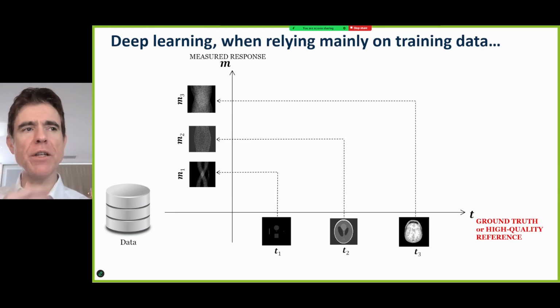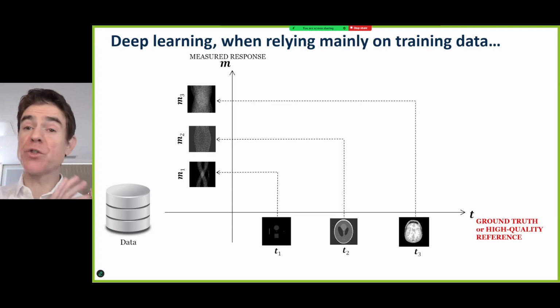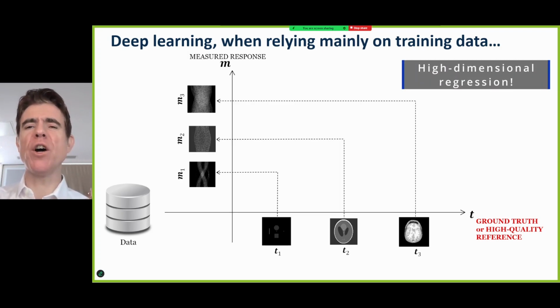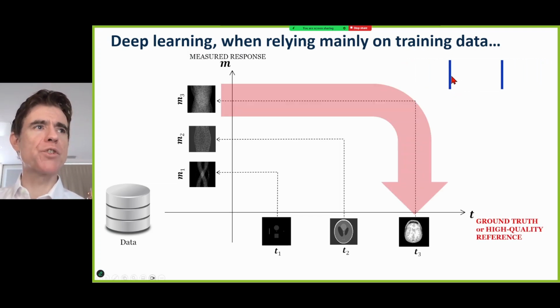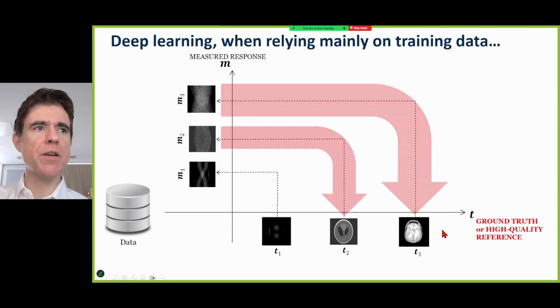Now, with deep learning, as you're probably already realizing, deep learning in its purest form, in a supervised context, is just doing a very high dimensional regression. So if we were mainly leaning on training data, then what we're saying is we'd have pairs of data. I'm just showing example sinograms paired with ground truth images here.